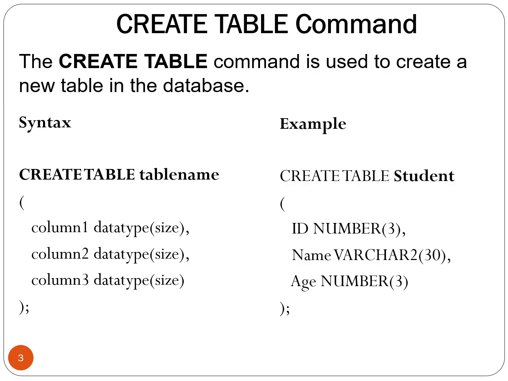For example, create table student, column 1, that is ID, number data type. Within bracket we mention the size. Same format is then repeated for all the other columns. So as we can see in the given example, we create a student table with 3 columns, that is ID, name and age. So in this way, in the create table command, we can define all the columns required for our table.